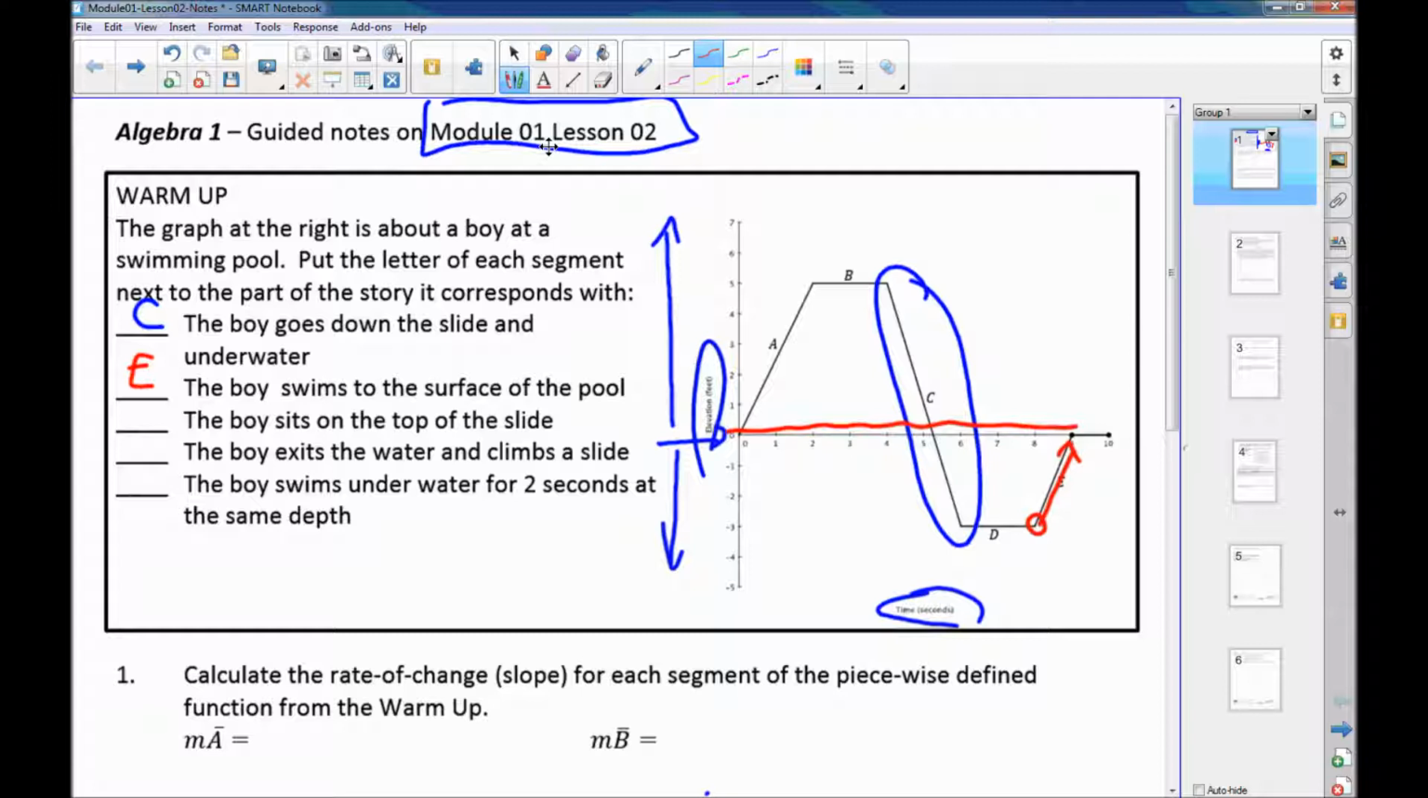The boy sits on the top of the slide. So the slide's out of the water, and if he's sitting there, then he's not changing his elevation. So the place out of the water where the elevation's not changing is choice B.